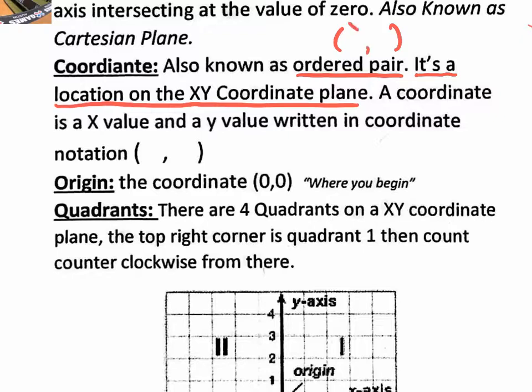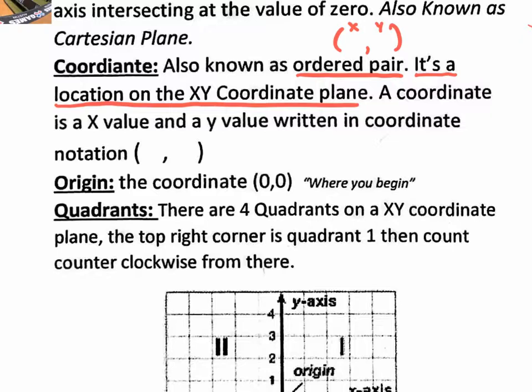Your first number is going to be your x value. Your second number is going to be your y value. That's why it's called an ordered pair. It's going to be two numbers, a pair of numbers that's in order. The x first, the y second. A coordinate is an x value and a y value written in coordinate notation, parentheses with a comma in the middle. Again, the first one's the x, the second one's the y.